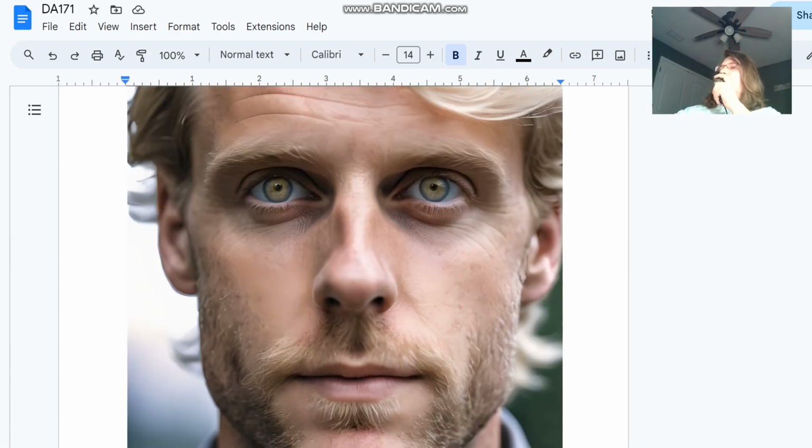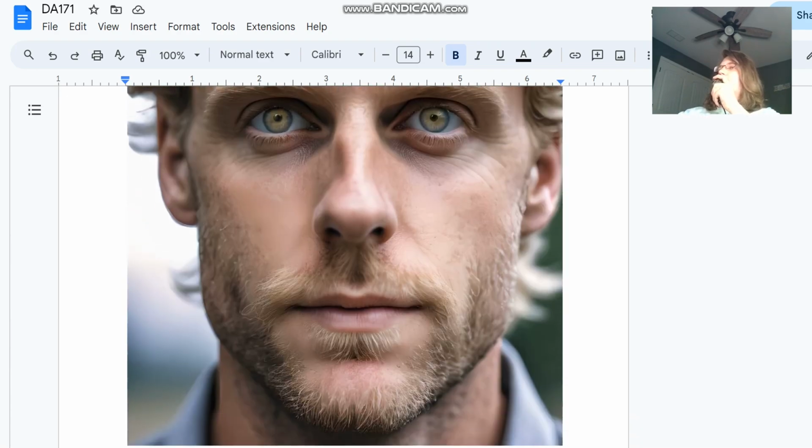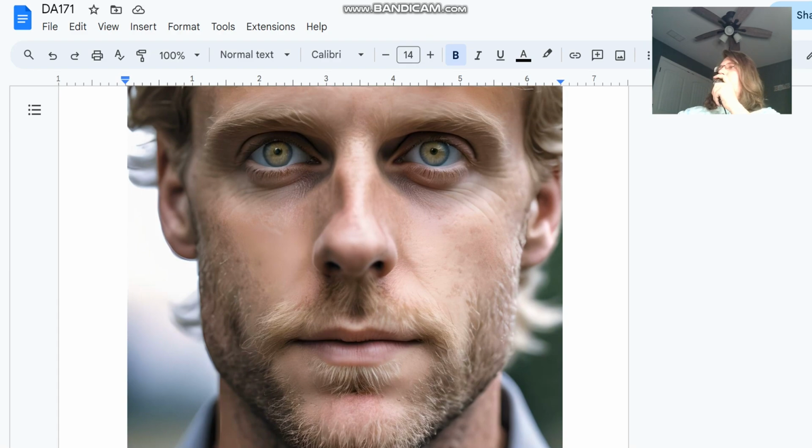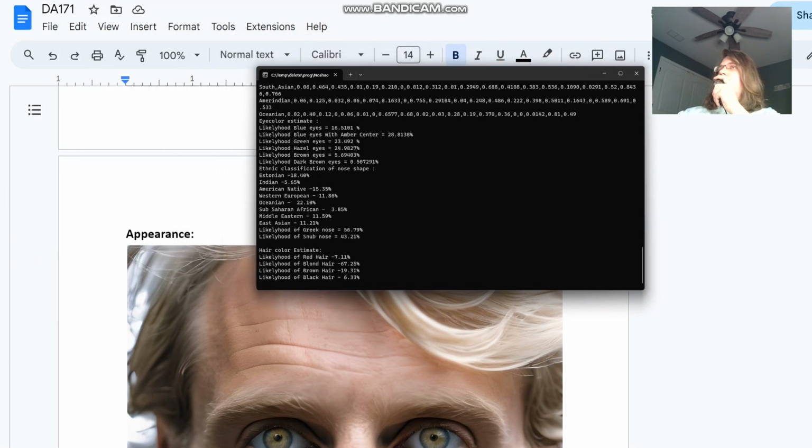For the appearance, this is what he looked like. Blonde hair, blue eyes with an amber center, kind of a Greek or like a long aquiline nose shape. And let's show you his results with my NOSHACOT first. So this is his results with NOSHACOT. As you can see, it's blue eyes with an amber center at 28.8% likelihood.